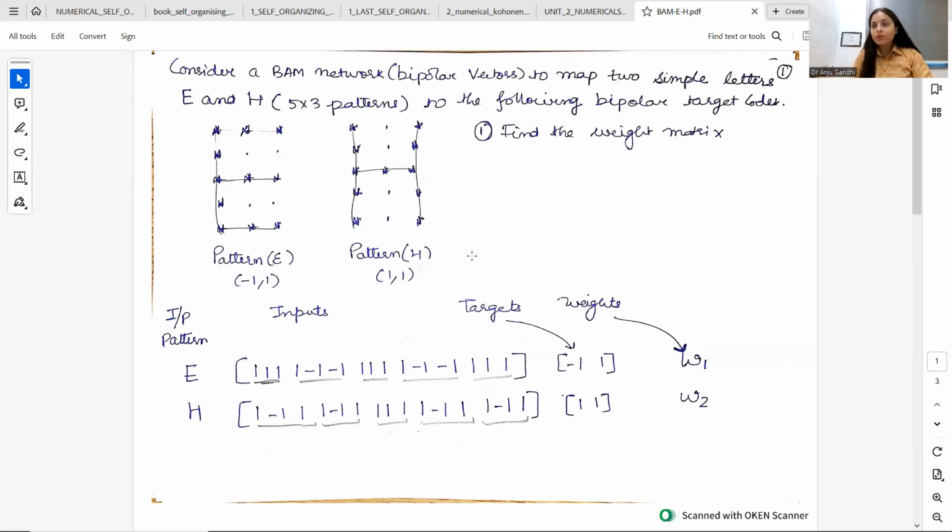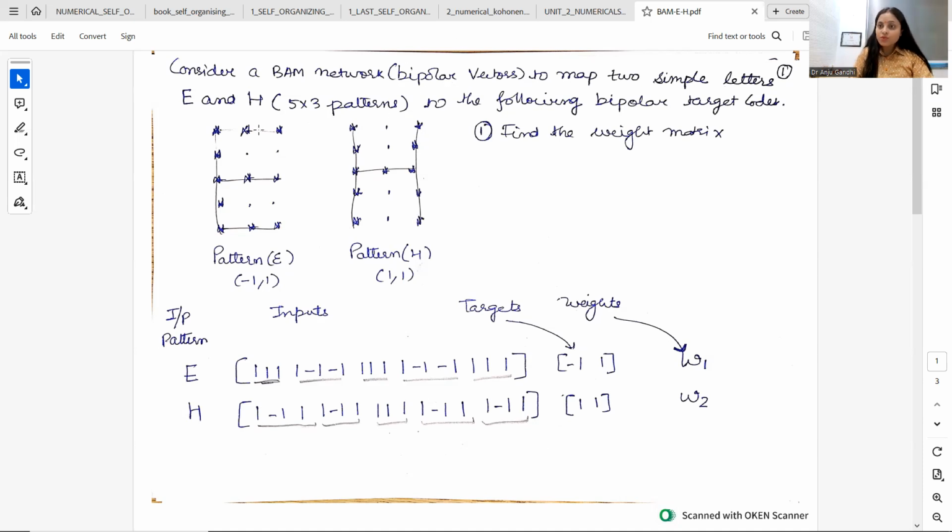Whenever we have to find the weight matrix, this is given as pattern E and this is pattern H. How will we get the input for it? It will be done like this. We combine all these asterisks and they make E. These asterisks make H. These dots are the blanks, which means the value is -1, because we are dealing with bipolar vectors here.